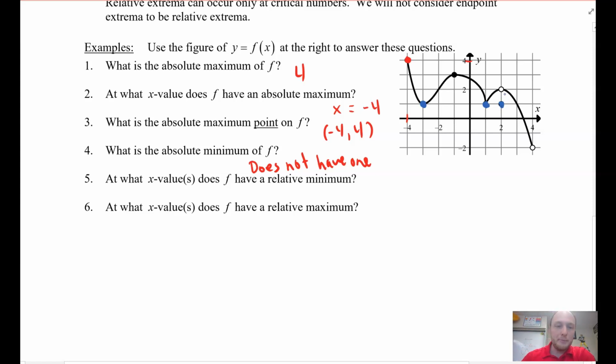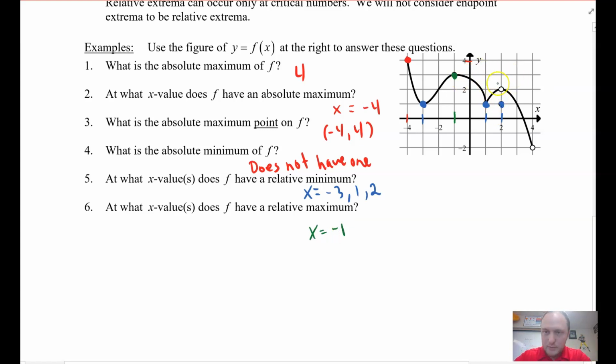Okay, so it says what x values? So x equals -3, 1, and 2. Okay. Number 6, at what x values does f have a relative maximum? Okay, so same idea. And then here I have a relative maximum right here, at x equals -1. And then let's go ahead and investigate. Are there any other points?